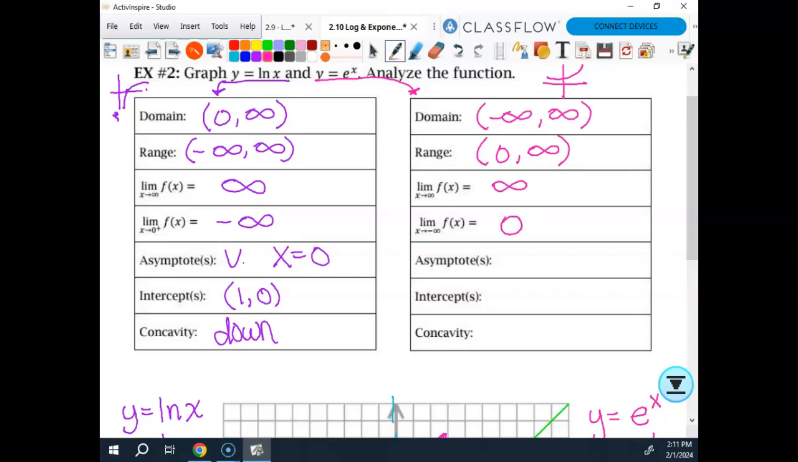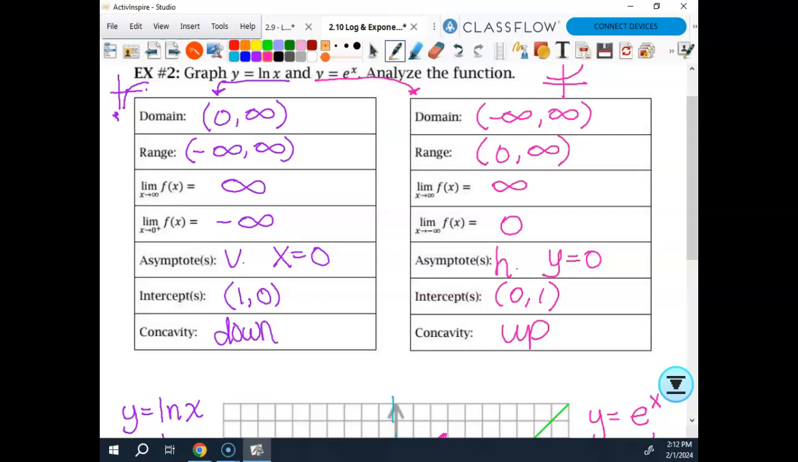What kind of asymptote do we have? Horizontal. So that means that is a y equals 0 line. What's my intercept? 0, 1. And up. Right. We good so far? Okay, beautiful. All right, any questions at all at this point?